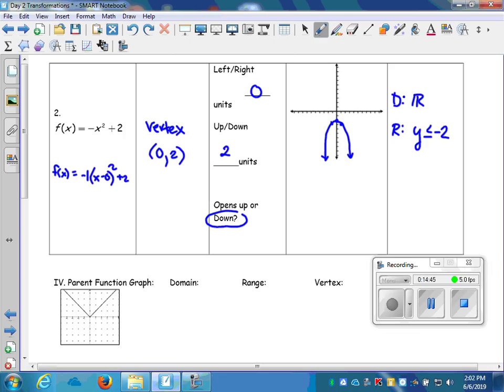The domain doesn't change. It is all real numbers. There's no restrictions on what you can put in for the x value. But the range does change, because if I look at the vertex, everything is below negative 2 or equal to it. So y less than or equal to negative 2. And that's how you would write it for now. But later on, you'll learn it in set notation.